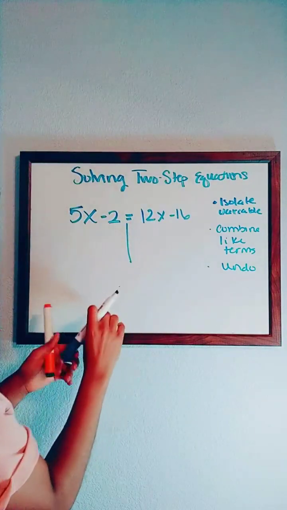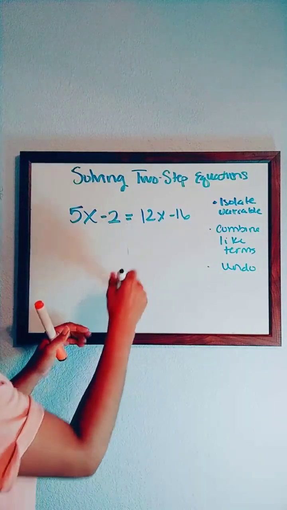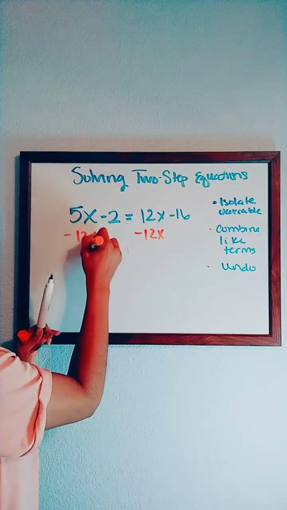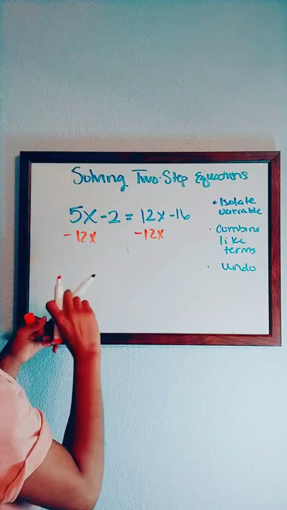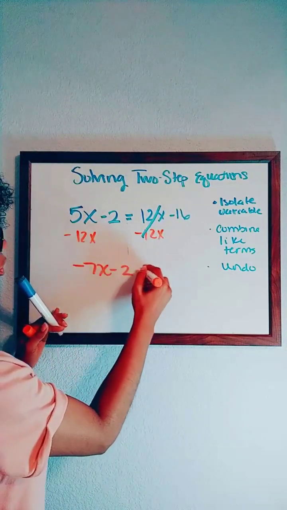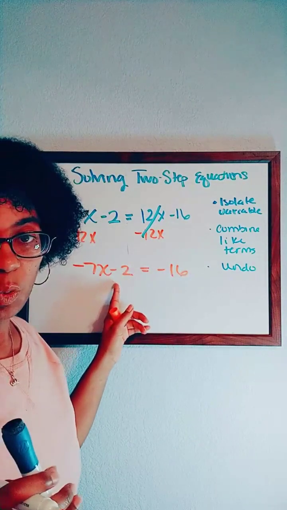Okay? So let's say I want to keep all my x's on the left side. It just depends on what you want. So I'm going to go ahead and subtract 12. Now you're going to end up having negative 7x minus 2 is equal to negative 16. This is where you would then move what?